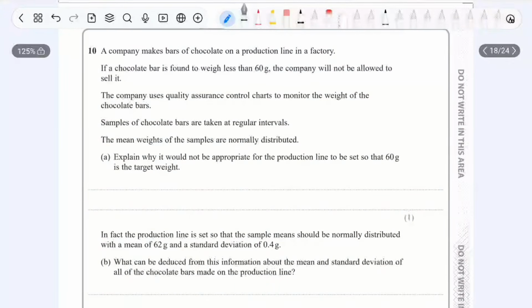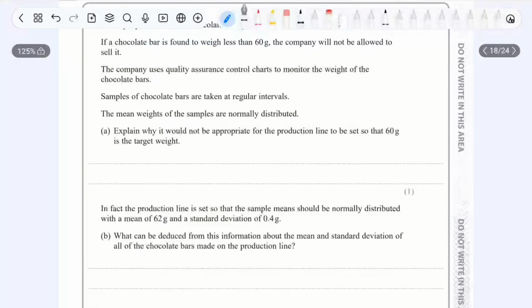Question 10. A company makes bars of chocolate on a production line in a factory. If a chocolate bar is found to weigh less than 60 grams, the company will not be allowed to sell it. The company uses quality assurance control charts to monitor the weight of chocolate bars. Samples of chocolate bars are taken at regular intervals, and the mean weights of the samples are normally distributed.